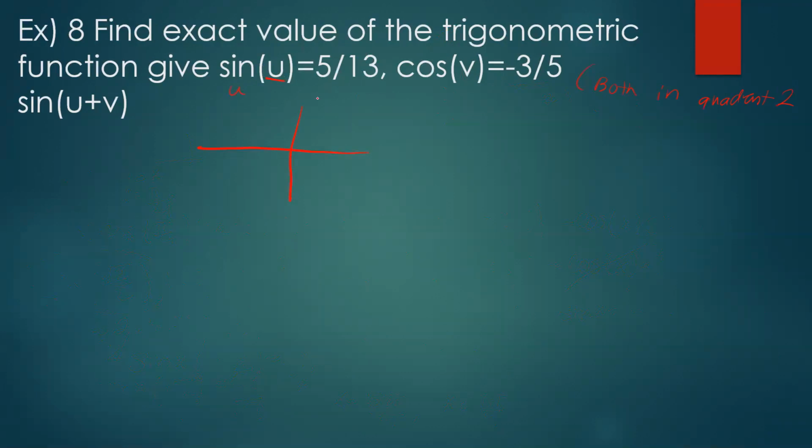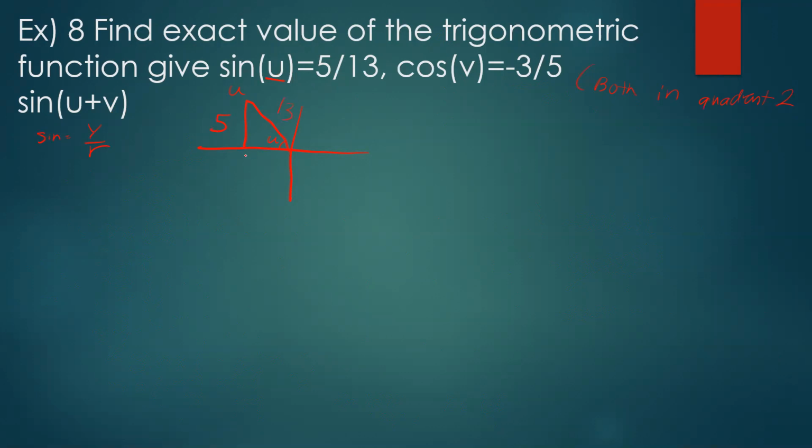So on u, we have sine of u equals 5/13, right? And we have to be in quadrant 2. Draw your triangle. Here's u, and u says 5 over 13. What is sine again? Sine is the same thing as y over radius, right? So the y is going to be 5, and the radius is like the hypotenuse, so this is 13.